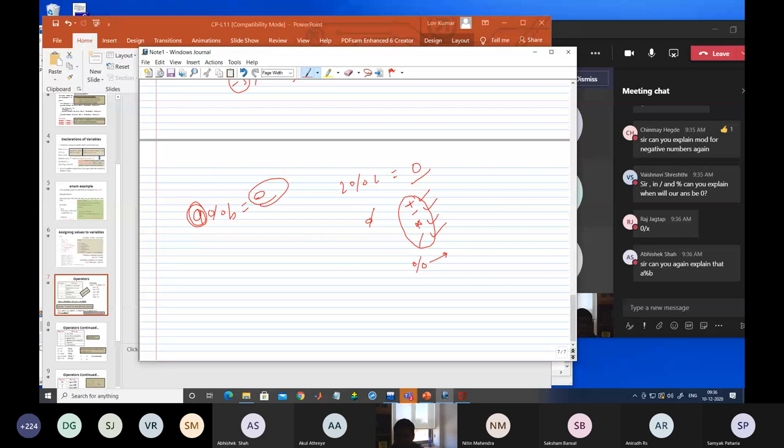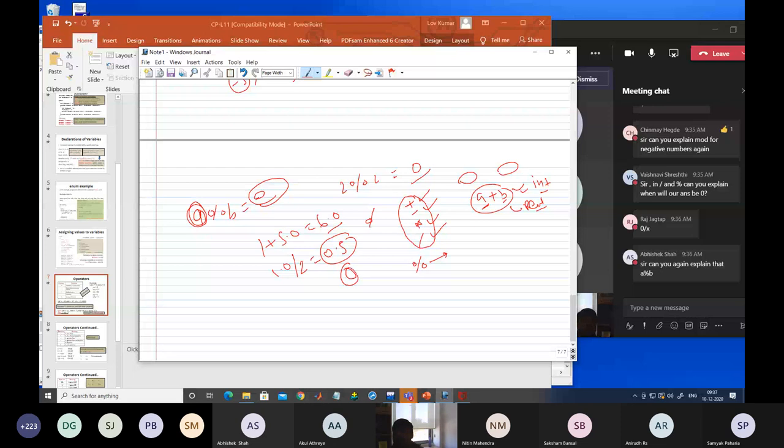Okay, now here you can see. I have already mentioned, if both operands are integers, if A is an integer and B is also an integer, the output is always an integer. If anyone is a float, a real number, then the output becomes a real number. As for example, if you write 1.5 into 4.0, the output will be 6.0. If you write 1.0 divided by 2, the output will become 0.5. It will not come 0. It will come 0 only when you write 1 divided by 2, because both are integers. If anyone is a float, then the output becomes a float in the case of division.